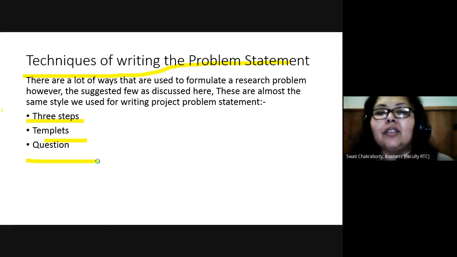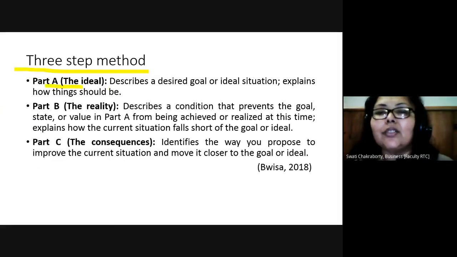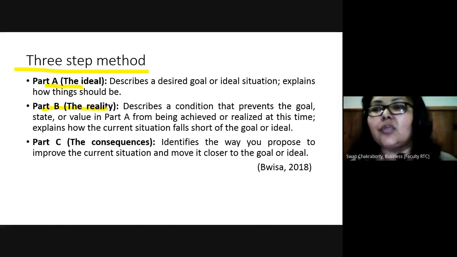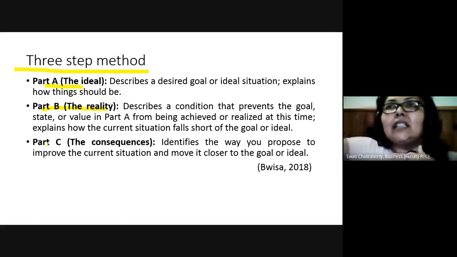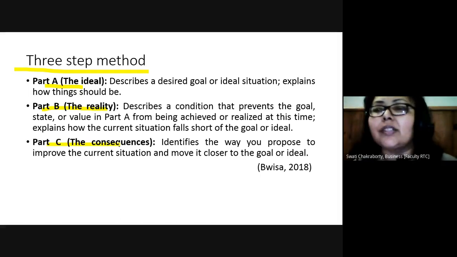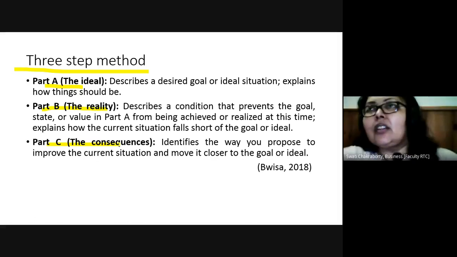So in the 3-step method, the first step is where we define the ideal situation. That is, what is the goal or the desired situation, what we want to achieve, what we desire. The second stage is the reality, which tells us the present situation that is actually preventing us from achieving that goal, right? And it also tells us how the present situation is falling behind the desired goal. The third stage is the consequence, where you identify the way to improve the present situation so that you can reach the desired goal.